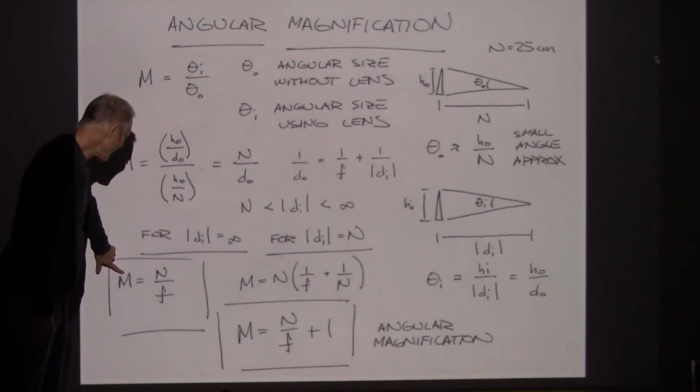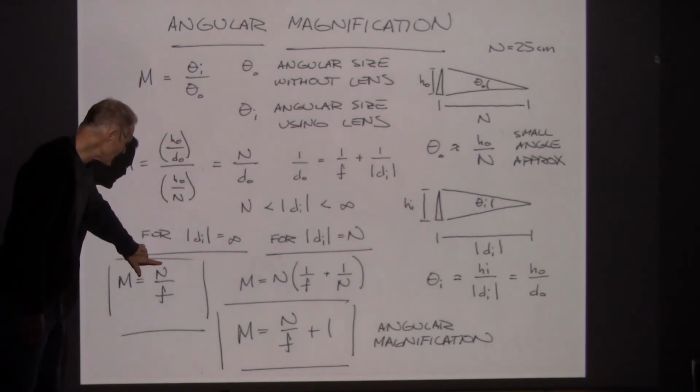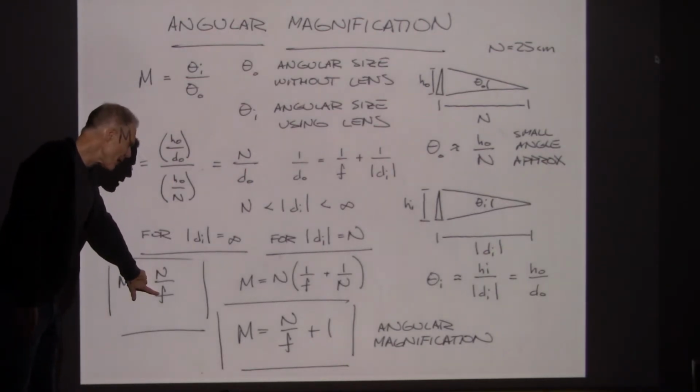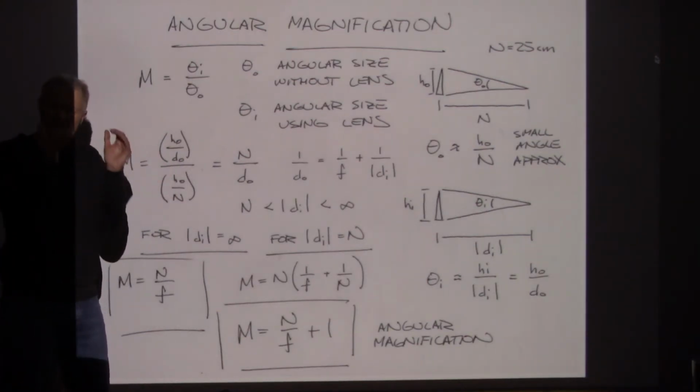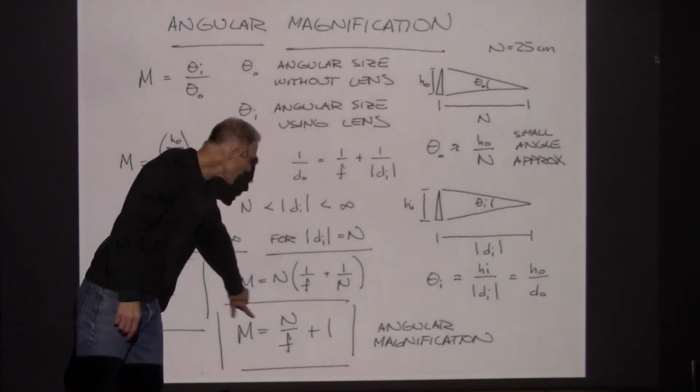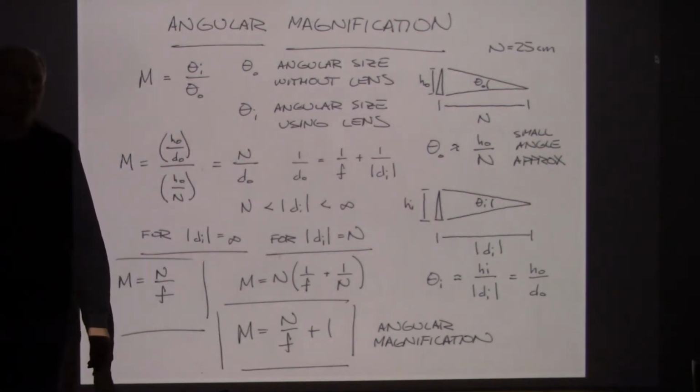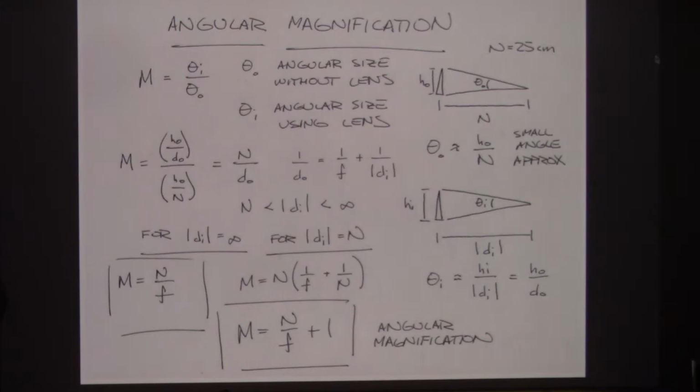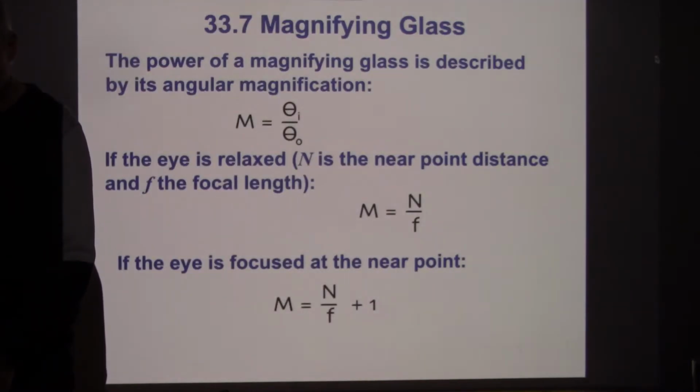So with a relaxed eye, the angular magnification is n over the focal length of the magnifier. If I use the converging power of my lens within my eye, I can do one better. So that's the range of values for my magnifier.